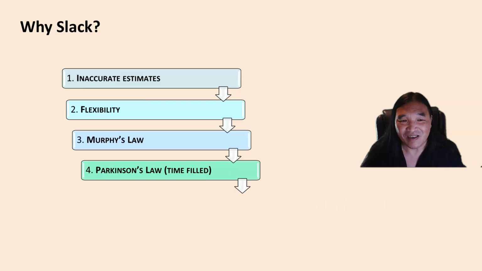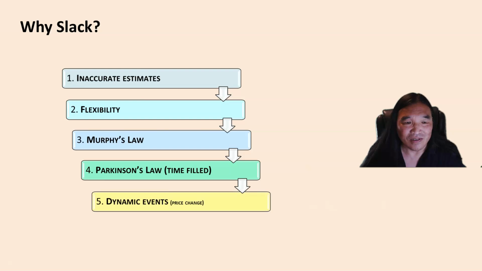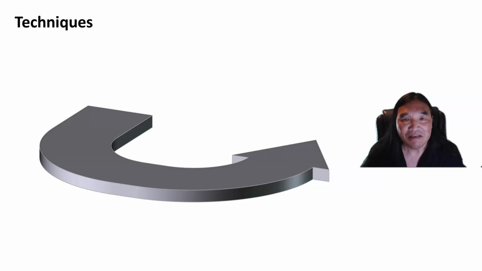Murphy's Law, things can go wrong. Parkinson's Law, and that's that you tend to fill out the time if it's empty. And so slack gives you that opportunity to do other things. And you can also have dynamic events, like maybe the price is changing on things, like inflation.